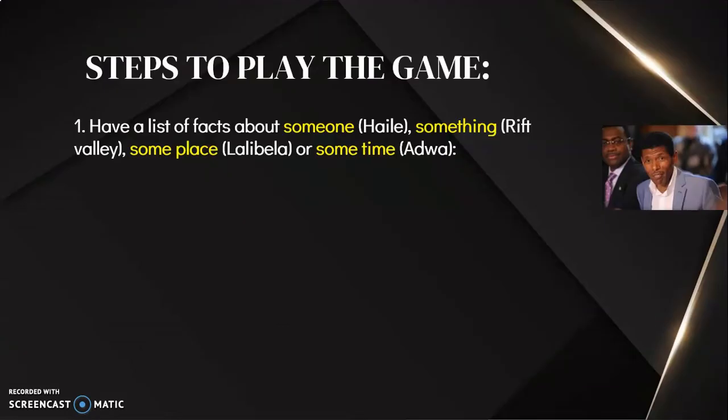So the first step: have a list of facts about someone. For example, Haile Gebrselassie, something. For example, Rift Valley, some place. For example, Lalibela, or some time. For example, Adwa.